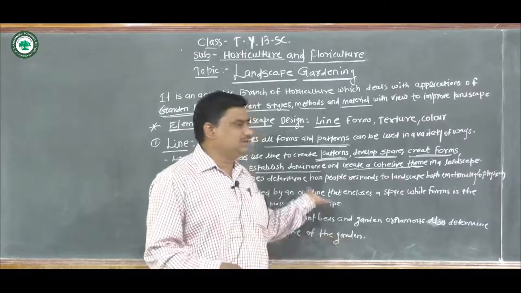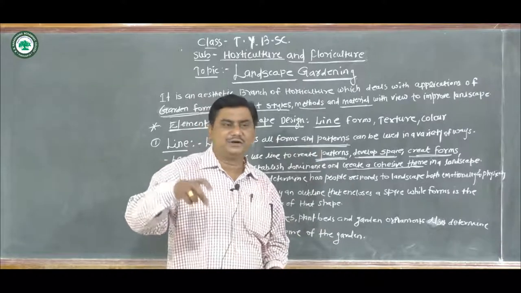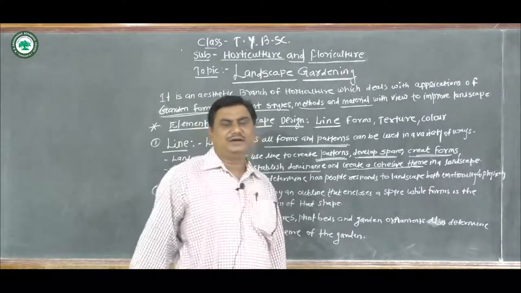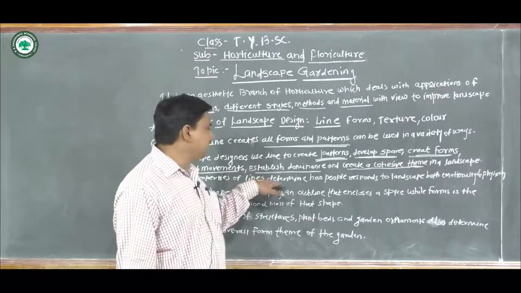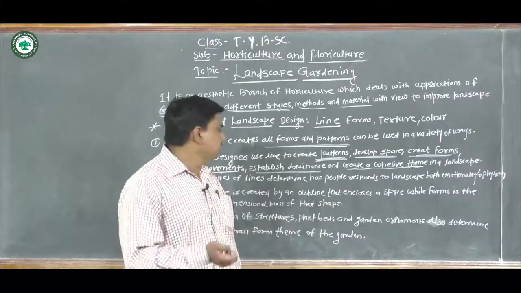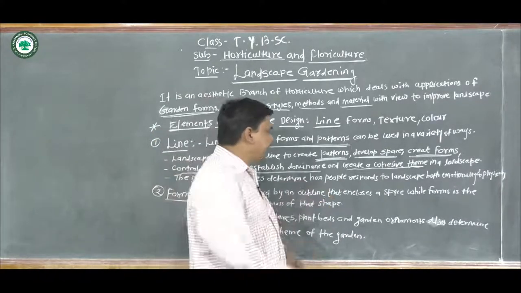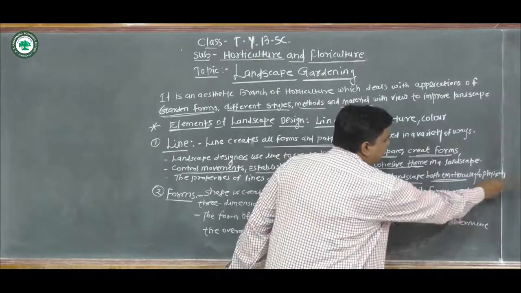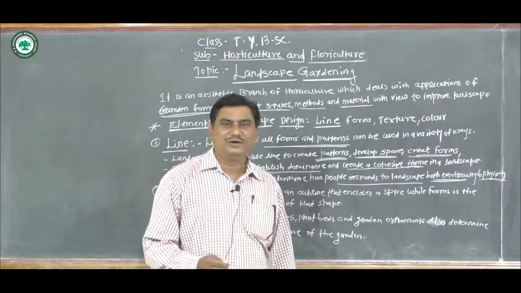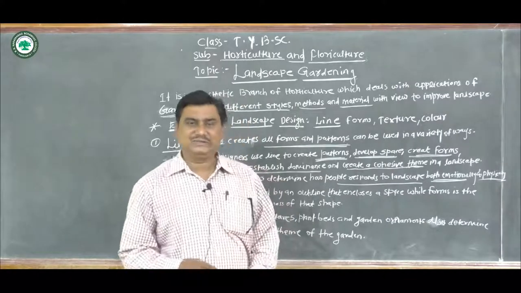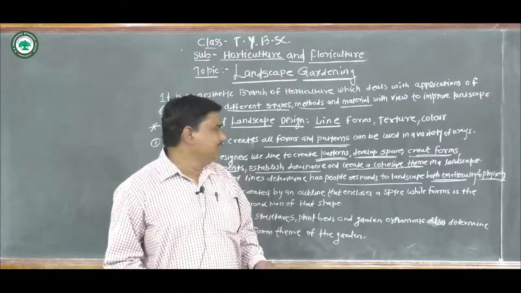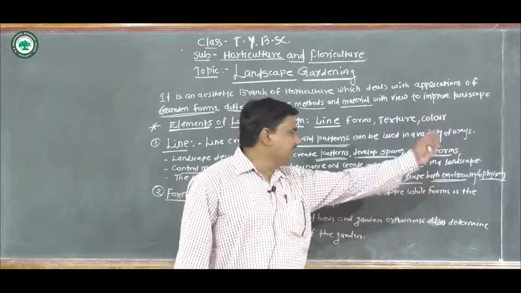So all these things are in the particular landscape. Then the properties of lines: what are the properties of line in that particular landscape? The properties of lines determine how people respond to landscape, both emotionally and physically. That is how people respond to the particular landscape or design, both emotionally as well as physically.